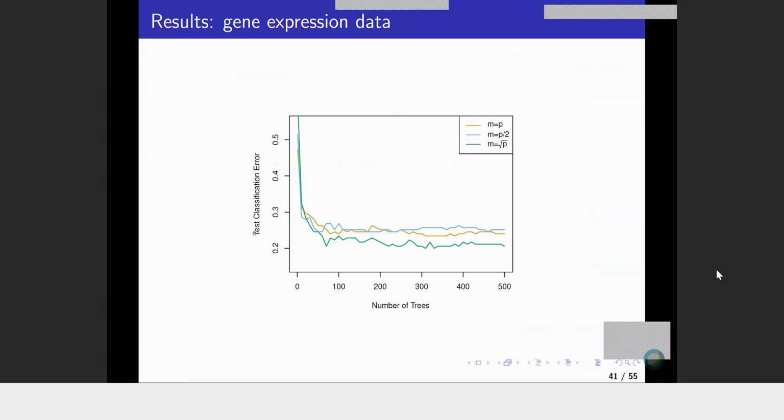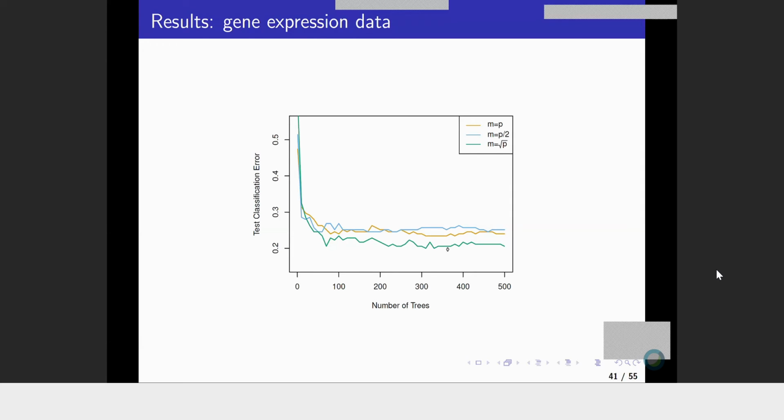This is still the test classification rate. You can see that if we use M equal to the square root of P, this is the green one, and this is the best one. You can also take a look at the blue and the orange, so they're almost the same, even though M is half of P. Then they're almost the same. But if you use the square root of P, you improve the performance a lot.